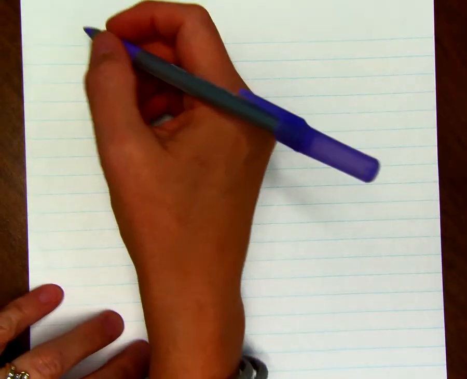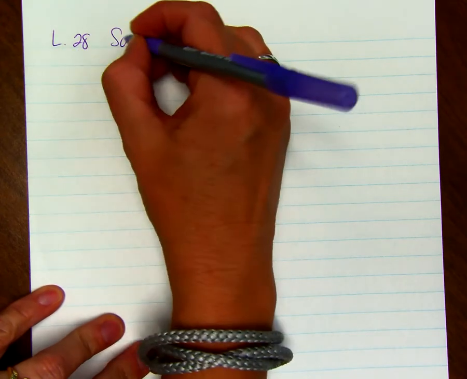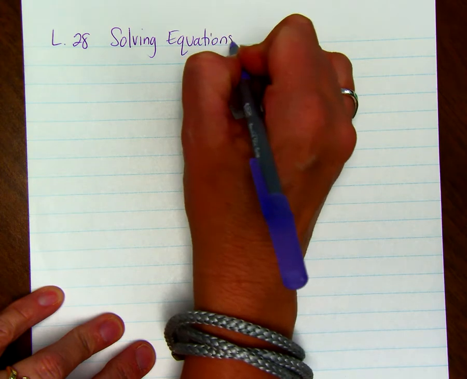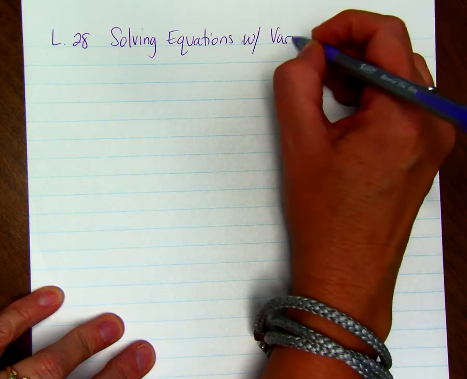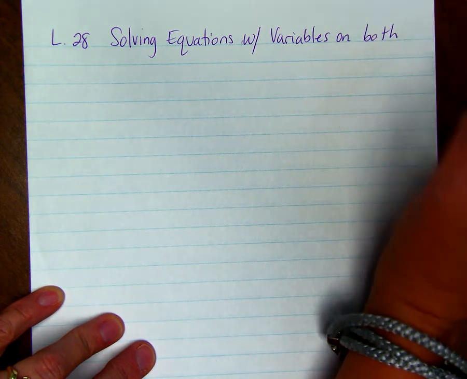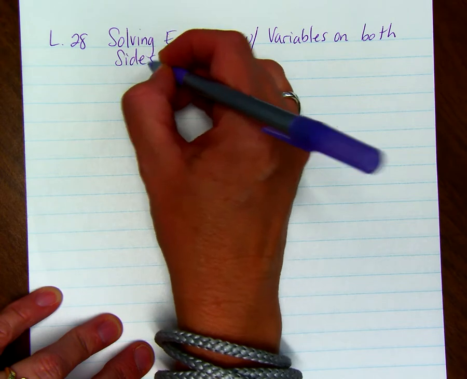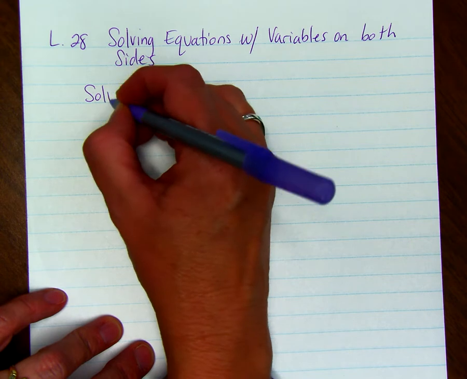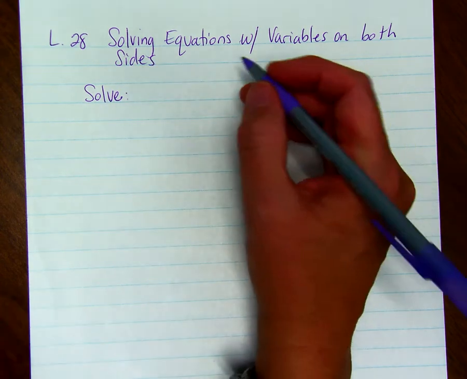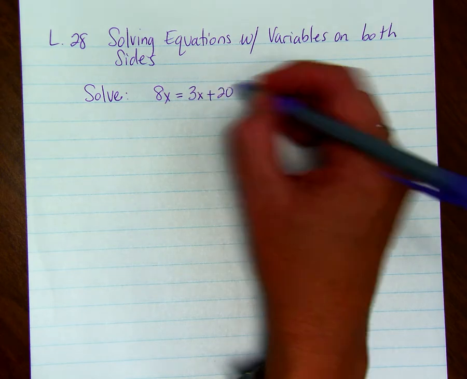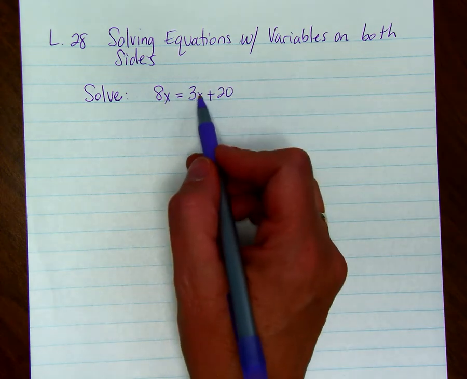Lesson 28, solving equations with variables on both sides. So we're going to start with using an example: 8x equals 3x plus 20. Notice that there is an x on both sides of the equal sign.